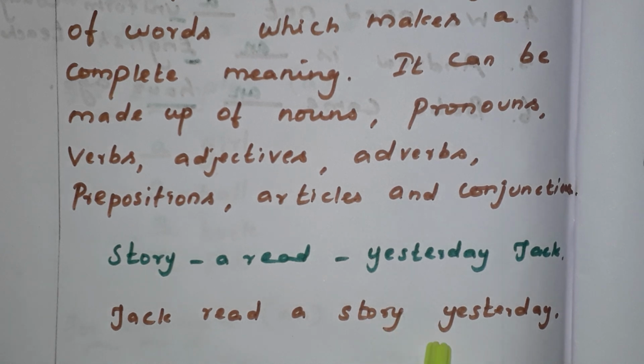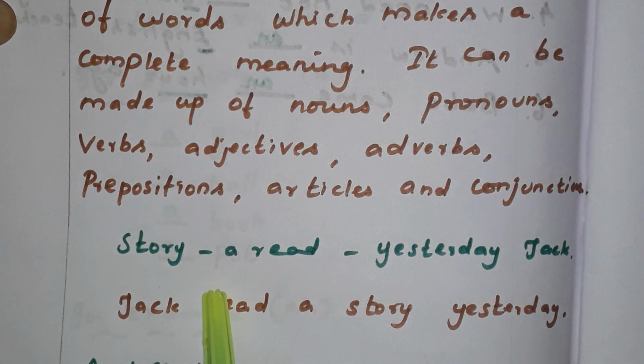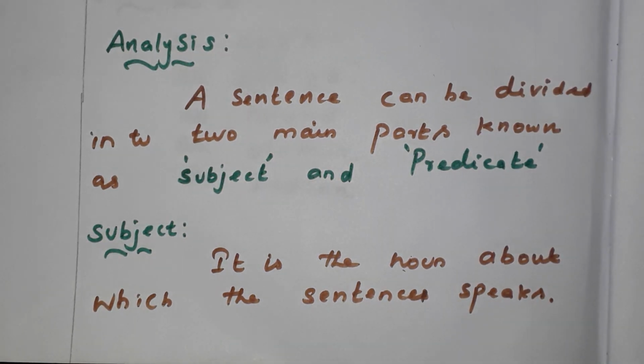Now you can understand what these words mean. From these words you understood that a sentence should make a complete meaning. So we call it a sentence. Okay children, therefore you understood what a sentence means.